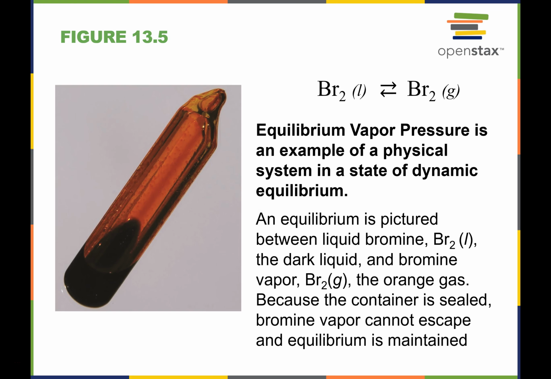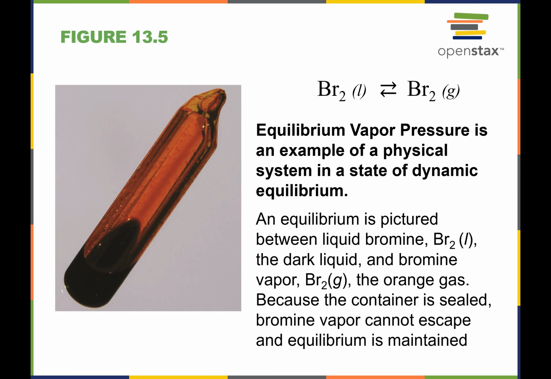Okay. This is a chemical equilibrium, sorry. This is an equilibrium. It's like a physical phase equilibrium. Bromine is one of the two elements that is a liquid at normal pressures and temperatures of Earth. The other one's, of course, mercury. So here we have liquid bromine, okay?